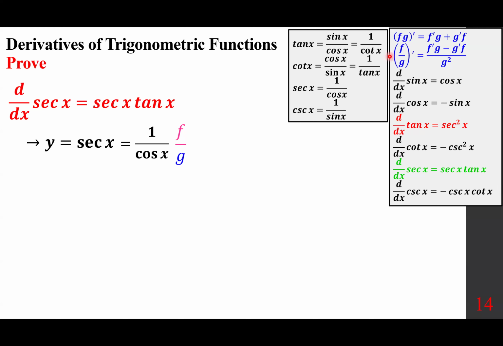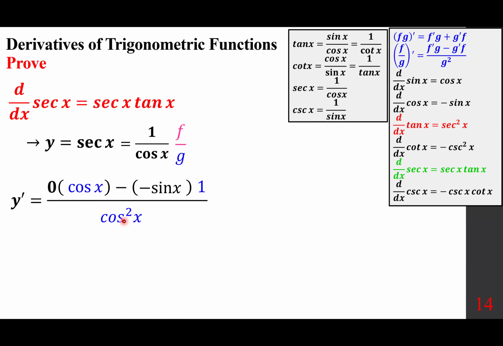So f prime, the derivative, is 0 times g, which is cosine x, minus g prime, the derivative, which is negative sine x, times f, which is simply 1, over the bottom, cosine x, and square it. So cosine squared x. And this is the only calculus step. As you can see, this goes to 0. This becomes positive sine x.